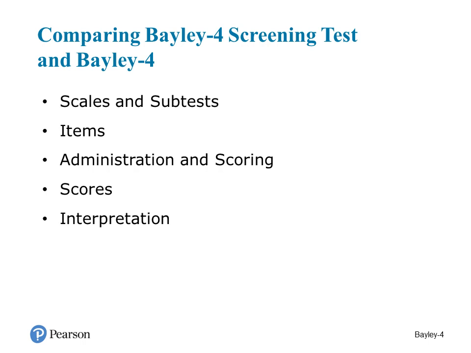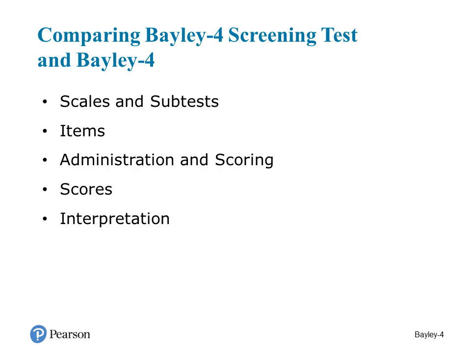So I think as we get to the end here, when we compare the Bayley-4 Screening Test and the Bayley-4, I mentioned some things about the scales. The Bayley-4 has 5 scales: cognitive, language, motor, social-emotional, and adaptive behavior. The Bayley-4 Screening Test includes 3 scales and 5 subtests. So no social-emotional, no adaptive behavior. I showed you information on the number of items, certainly fewer items on the Bayley-4 Screening Test compared to the Bayley-4, 129 compared to 264.